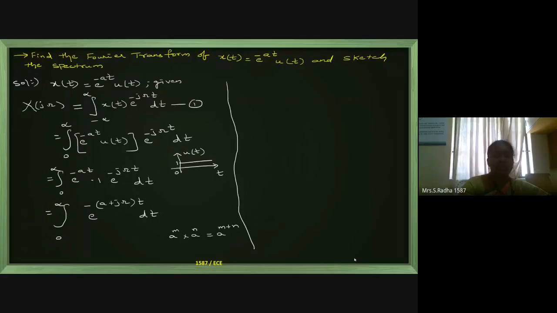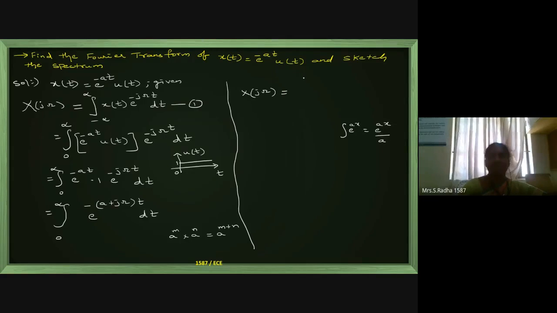Now, this is the formula I am using. And now the LHS is X of j omega. On the RHS, integration of exponential: we already know that integration of e power ax is nothing but e power ax divided by a. We are doing integration with respect to x, so dx will be present here.